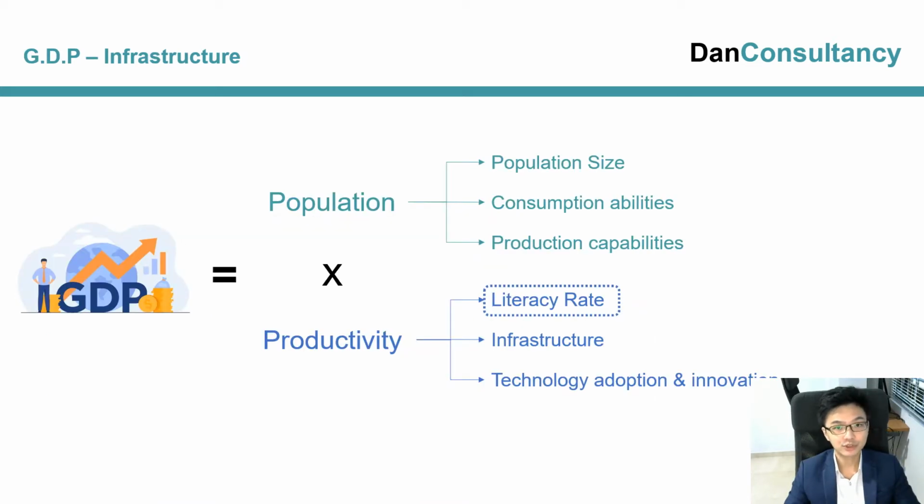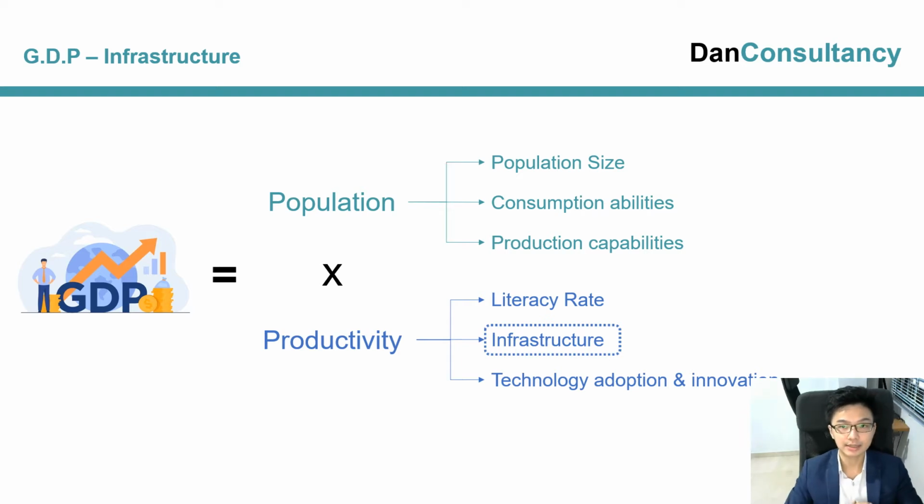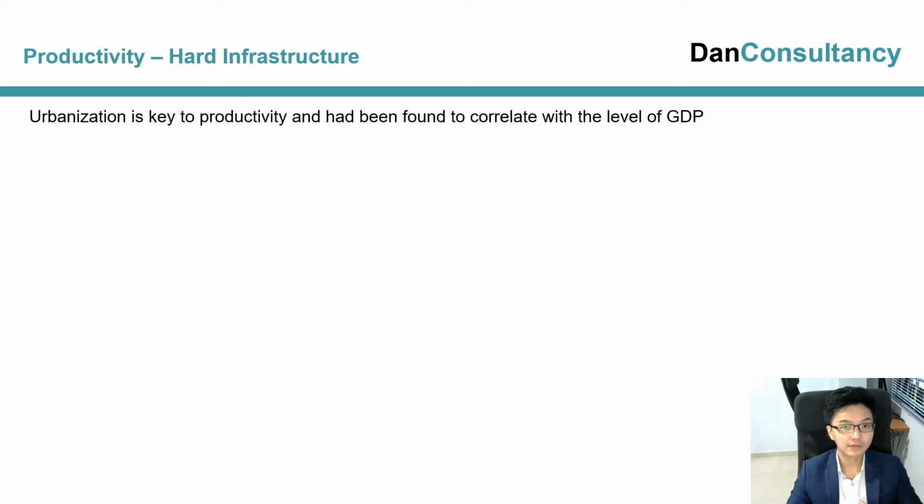Moving on to infrastructure, which is the second factor of productivity. With regards to infrastructure, there are two parts to it, right? Hard infrastructure like your physical buildings, roads, etc., as well as soft infrastructure like the policies that are in place that support economic activities. With regards to hard infrastructure, urbanization is a key indicator of productivity, as it has been found to correlate with the level of GDP that we experience.